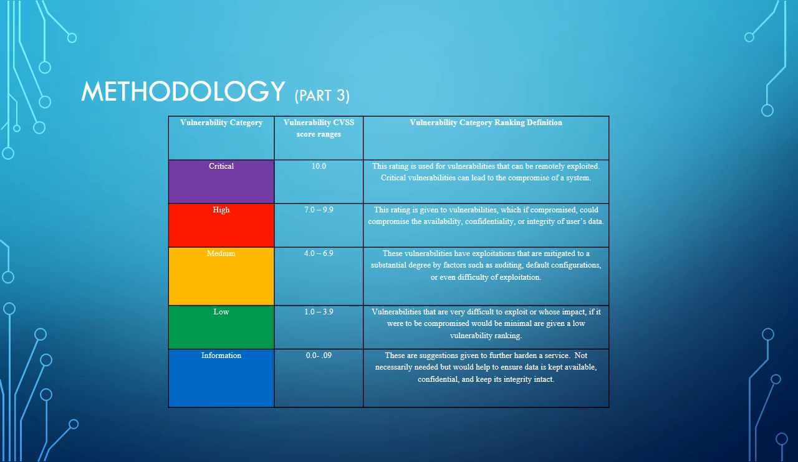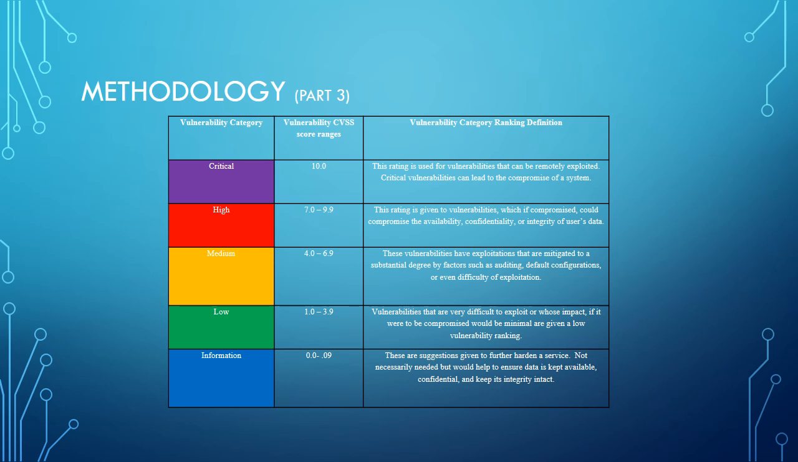The Nessus software rates each security vulnerability and gives it a 0 through 10 vulnerability score according to the CVSS model. If it's 0 to less than 1, it is information only. It means that these are suggestions given to further harden the service. They're not necessarily needed, but would help to ensure that data is kept available, confidential, and the integrity is protected.